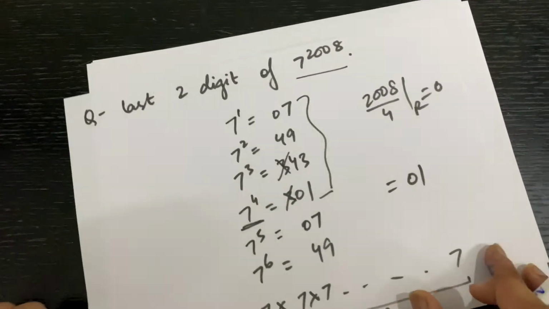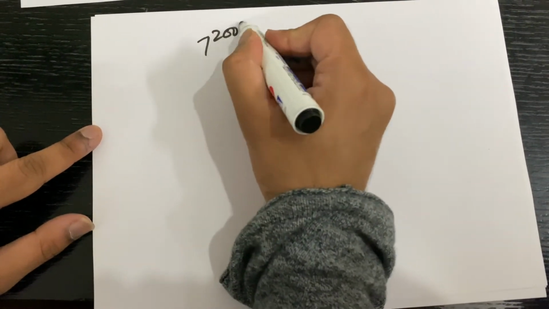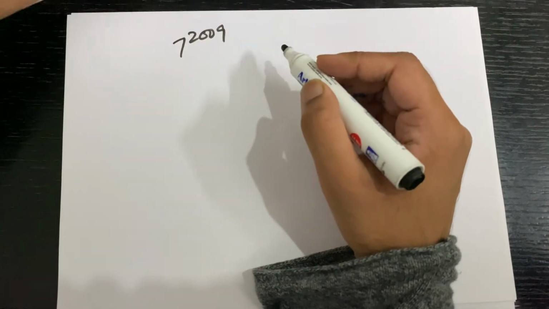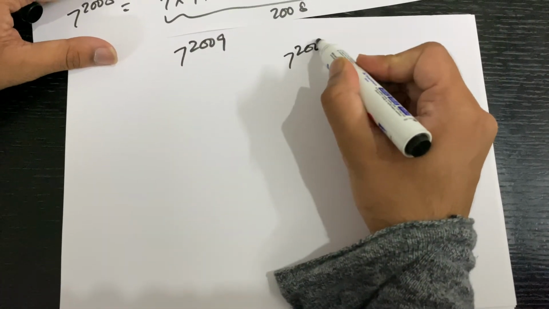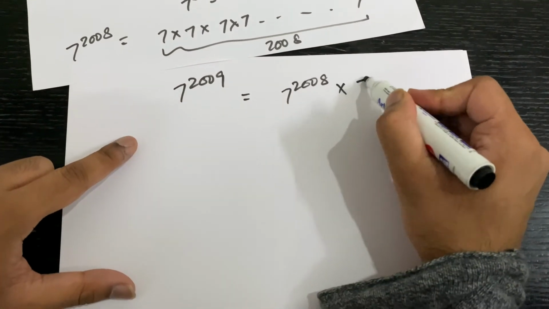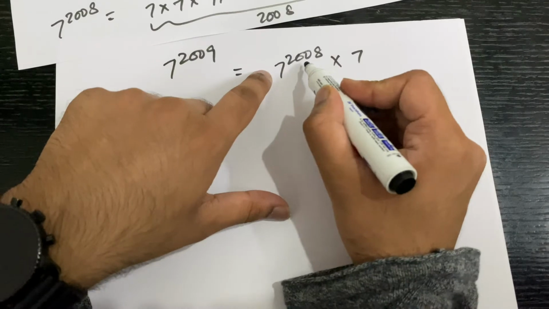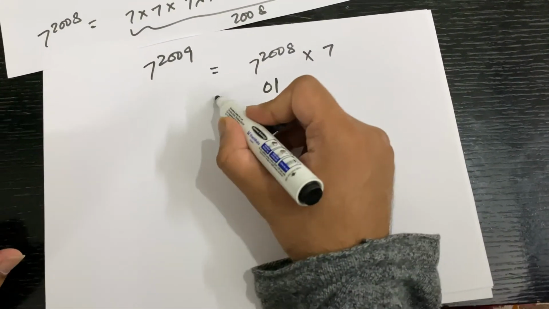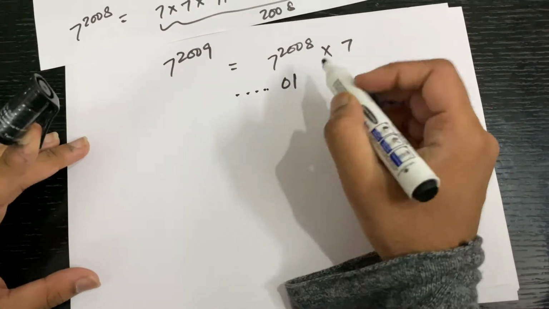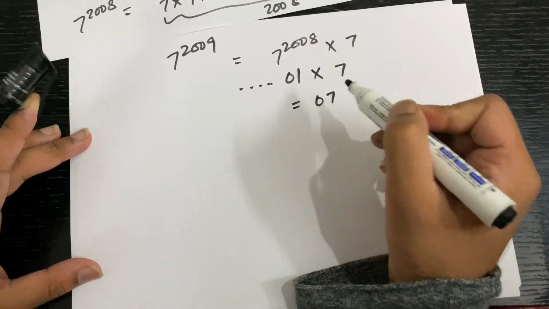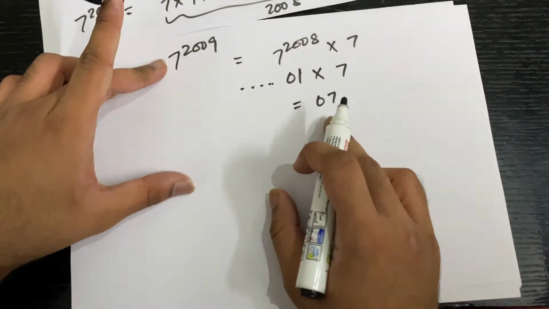Now I'd like to further expand on this. What about 7 ki power 2009? In this case, 7 ki power 2009 is equivalent to 7 ki power 2008 times 7. At 2008 the cycle ended at the 01 position. So there can be any number here, however large, and when you multiply it by 7, the last two digits will be 07. So in this case the answer will be 07.